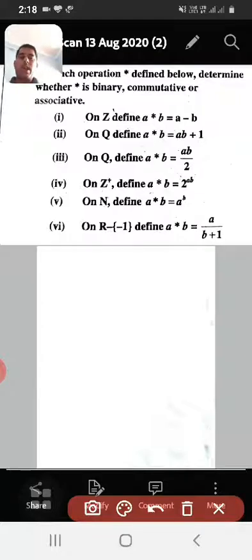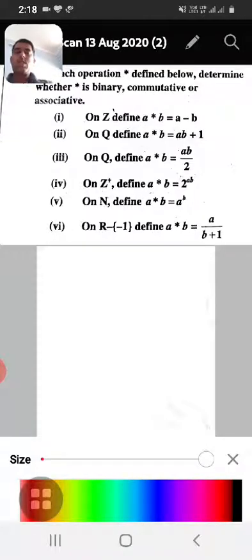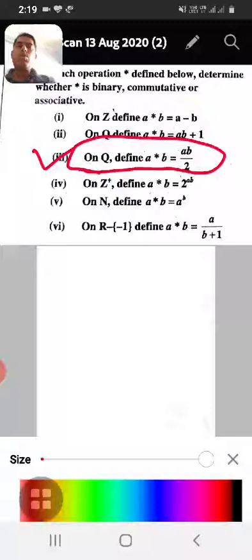Okay, now I am going to solve the third problem in this video. So let's see what the third problem is here. See, the third problem is we have to verify whether star is binary, commutative or associative. So there are three things here. First we have to verify whether star is binary. On the set of rational numbers Q, define a star b is equal to ab by 2.